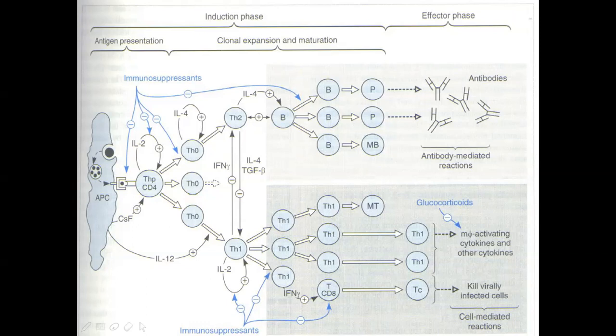So we have an induction phase and an effector phase, where the antigen presenting cell is presented with the immune suppressants acting on these steps, and the glucocorticoids are acting here.